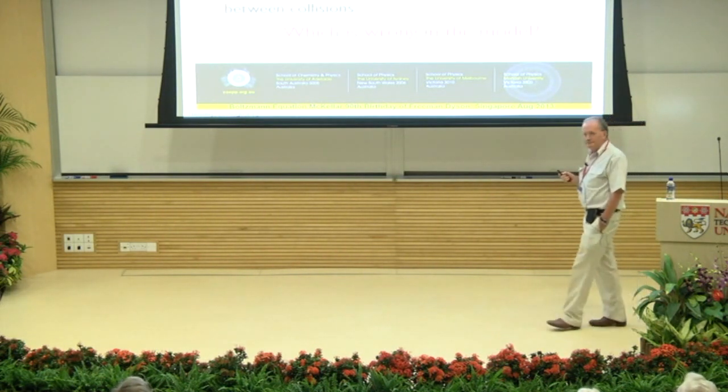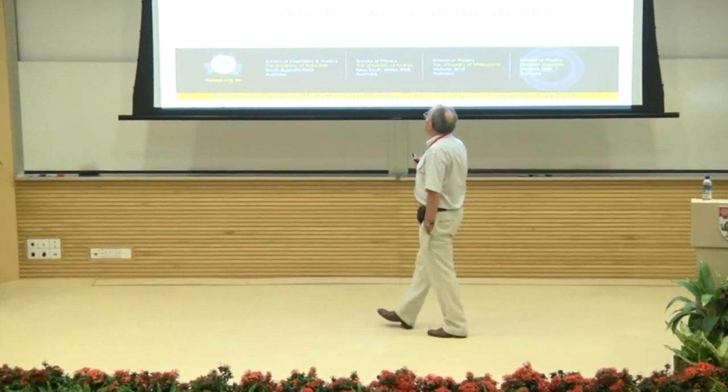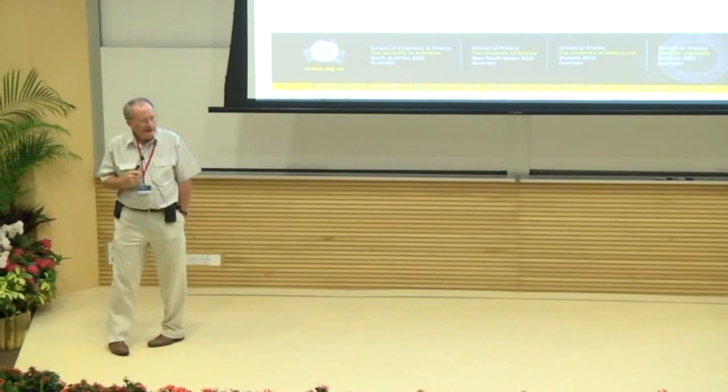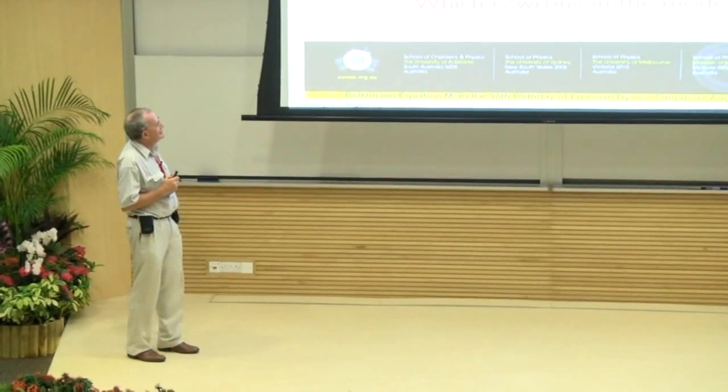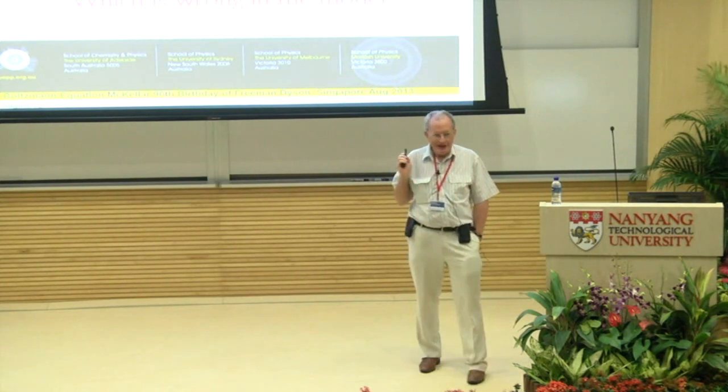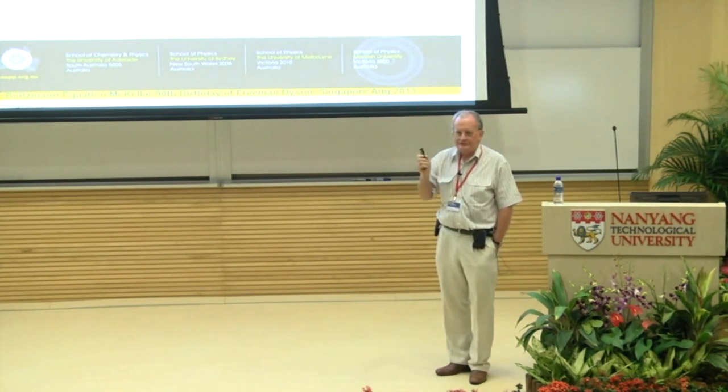So what's going wrong? Why is this falling over? In the general derivation of the Boltzmann equation, there are various assumptions that are made, but the two key assumptions are the one which we have here built in, that there are no two or more body correlations, and the other assumption is that the time between collisions is much longer than the time of a collision. Well, remember this particular model, the interactions are such that particles are interacting wherever they are. So the particle here is interacting with one over there in the top corner.